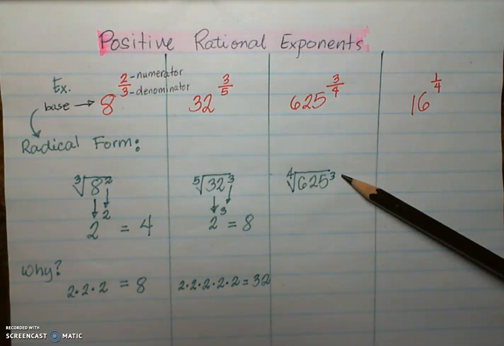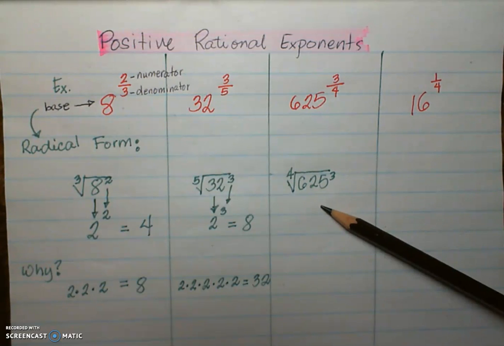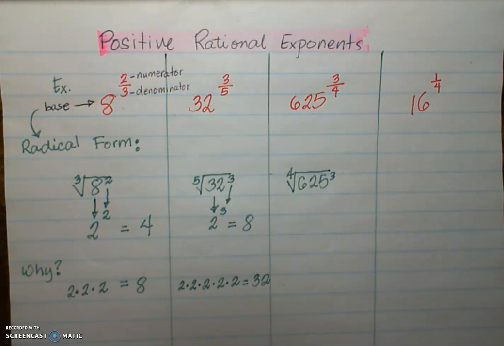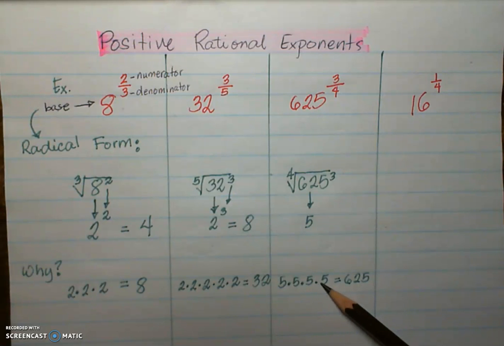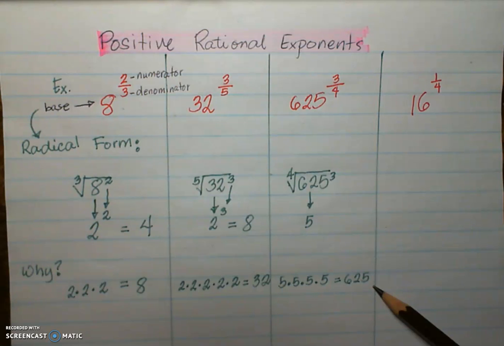I want you to pause for a while. Think of a number that if you multiply by itself using it as a factor 4 times is going to turn to 625. After thinking about it, that's when you apply the exponent. All right, so very good. The fourth root of 625 is a 5. Why? Because of this. 5 times 5 is 25, times 5 is 125, times 5 is 625.